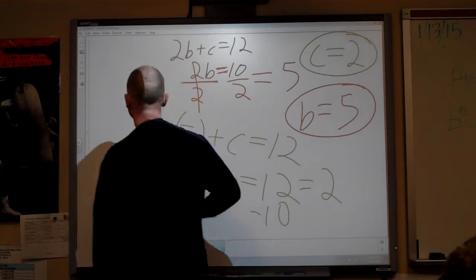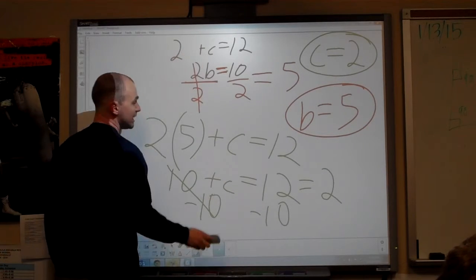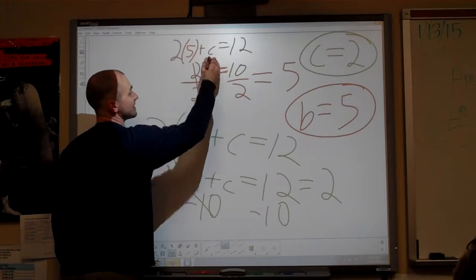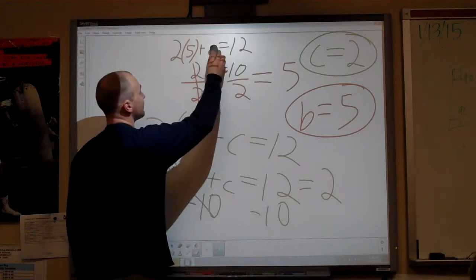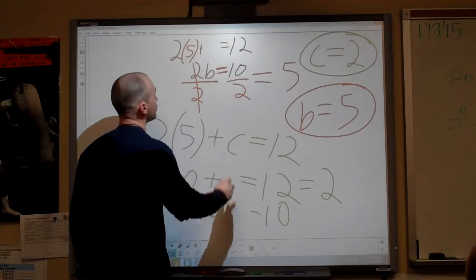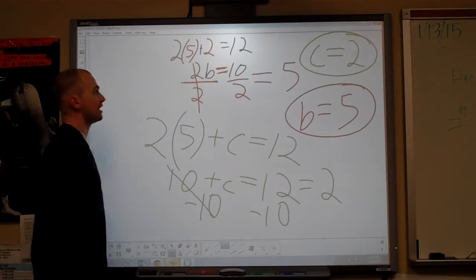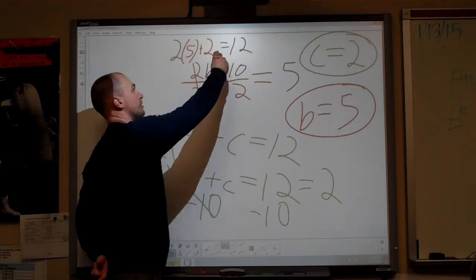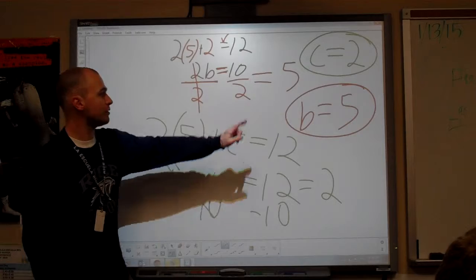Now let's go back and make sure this thing works. Instead of a b, I'm going to substitute what b equals. In this case, it equals 5. And instead of c, I'm going to substitute what c equals. In this case, c equals 2. And I'm going to make sure this thing works. 2 times 5 is 10. 10 plus 2 is 12. Yes, it works. Check. So c equals 2.